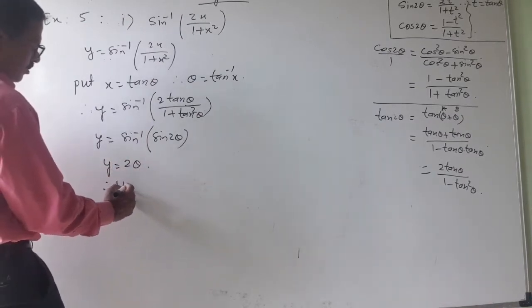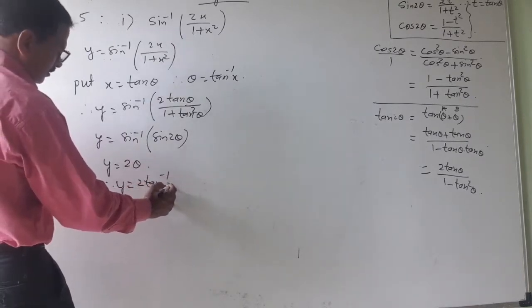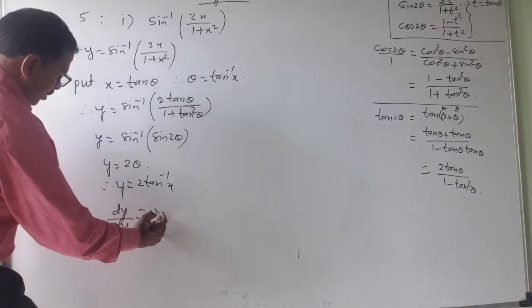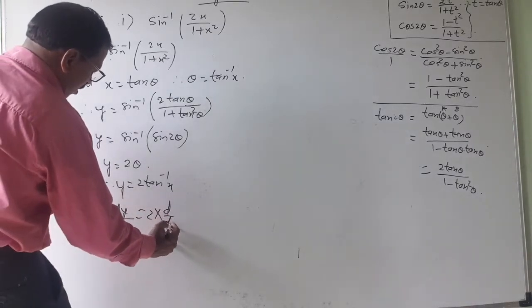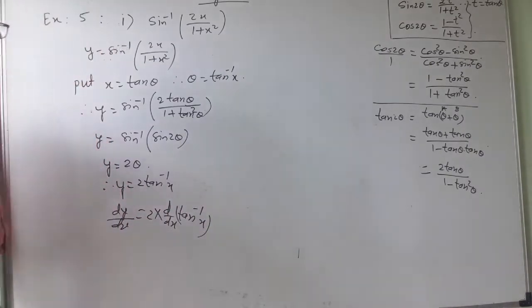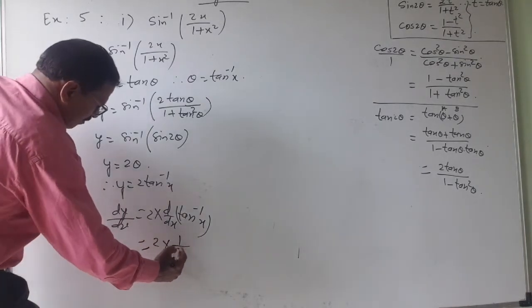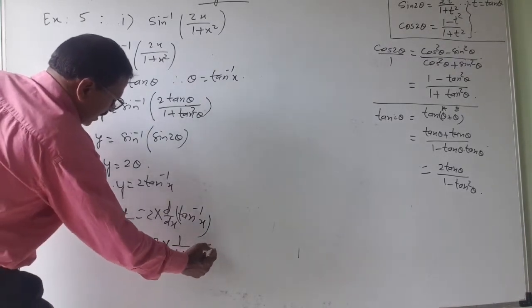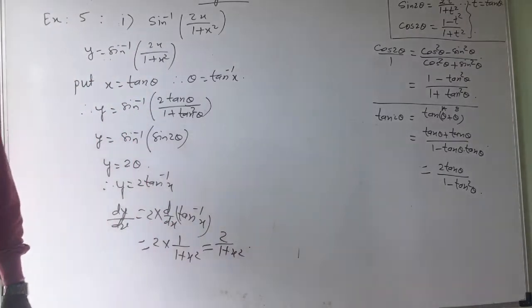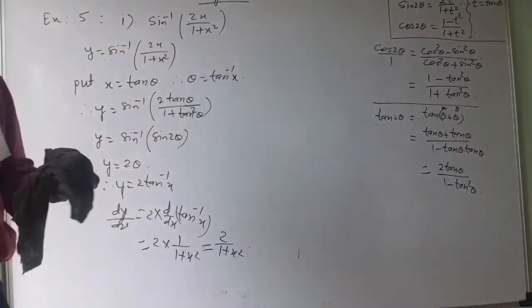Therefore, y is equal to 2 theta, and theta is what? Tan inverse x. So dy by dx is equal to 2 into d by dx of tan inverse x. That is equal to 2 into 1 upon 1 plus x square, and that is equal to 2 upon 1 plus x square. This is the answer for this. I'll go for the next sum.